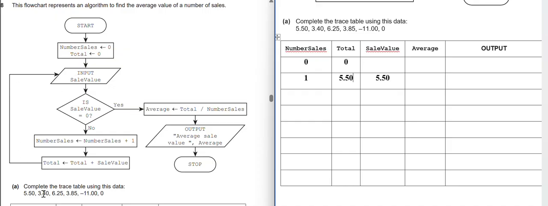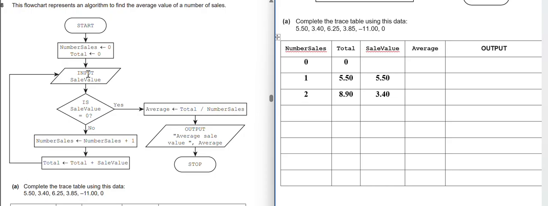So we input the next data, which is 3.40. So sale value becomes 3.40. Okay, and then again we check whether it's 0. It's not, because it's 3.40. And then we increment number sales by 1. So 1 plus 1 equals 2. Okay, and then total plus sale value. So we add 5.50 and 3.40 together, and that becomes 8.90.